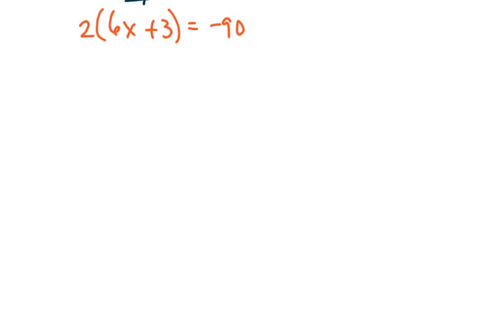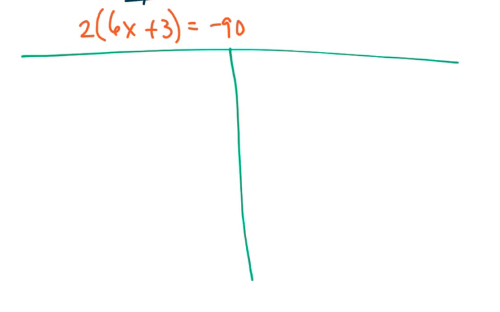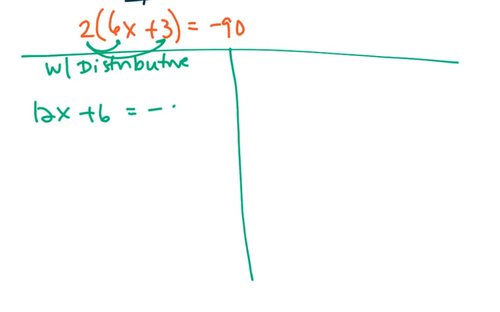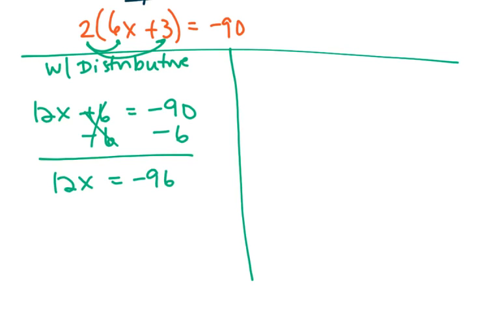So in this last one, I thought I could do it both ways, just so you can kind of see. So with the distributive property, it would look like 2 times 6x, which is 12x, and 2 times 3, which is 6, and that equals -90. And then we would subtract 6 in this case, giving me 12x equals -96. And when I divide by 12, I get -8.